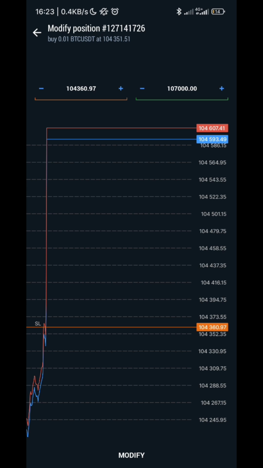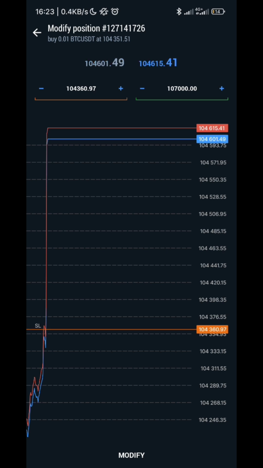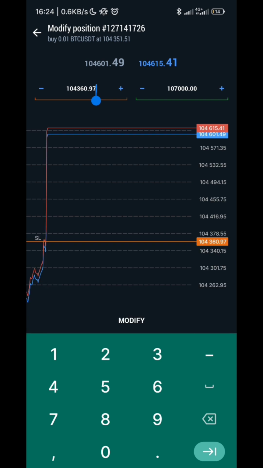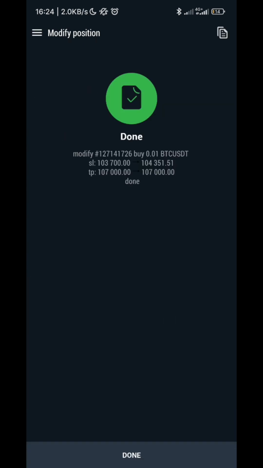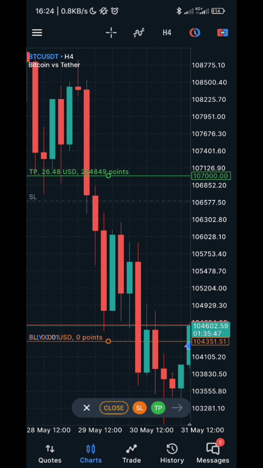Now, I need to change my SL to entry, meaning the point at which I enter the market is where I want to drag my stop loss to. So I entered the market at 104351. So this is the point of my stop loss. So I'm going to edit it to 104351.51 and modify. So you can see that currently my SL and my entry are both at the same level. So if for any reason this trade reverses, I will not lose because my SL and my entry are on the same point. So this is how you break even.